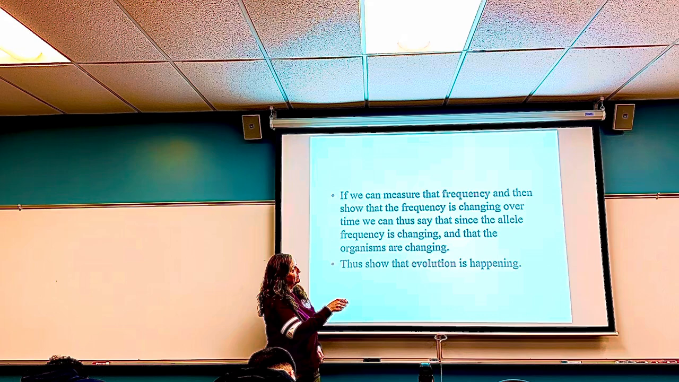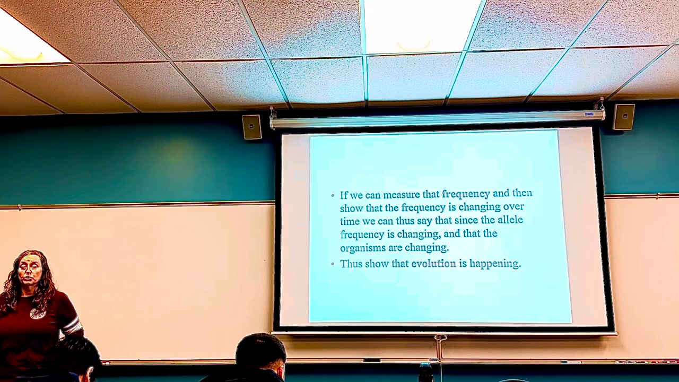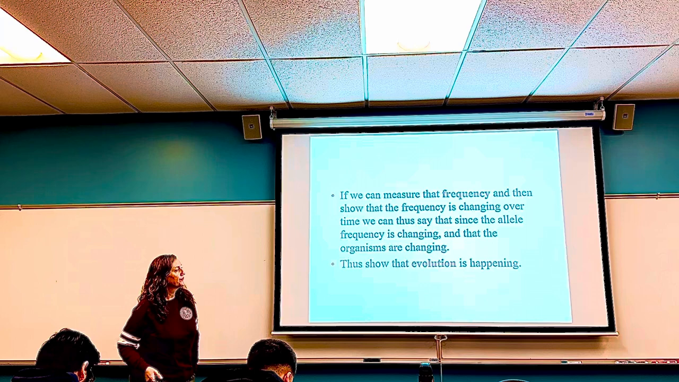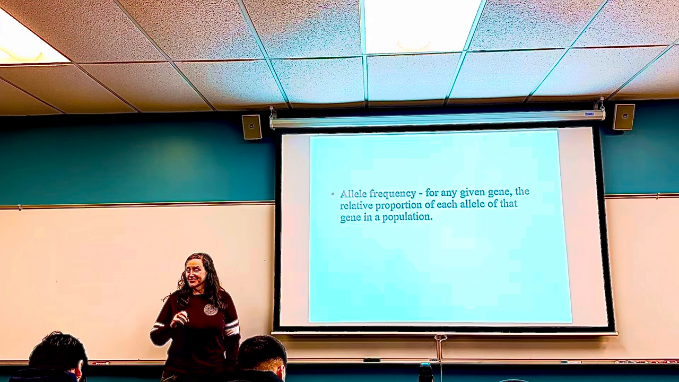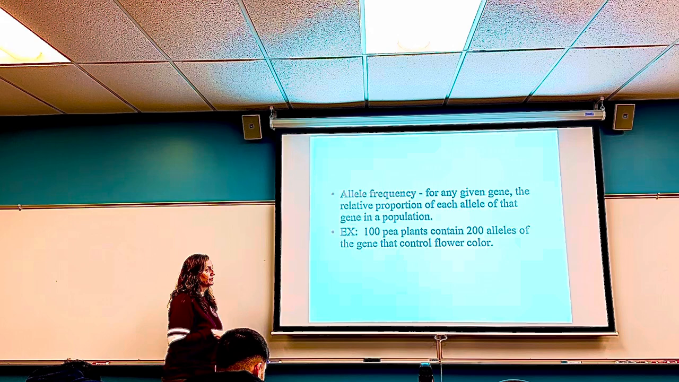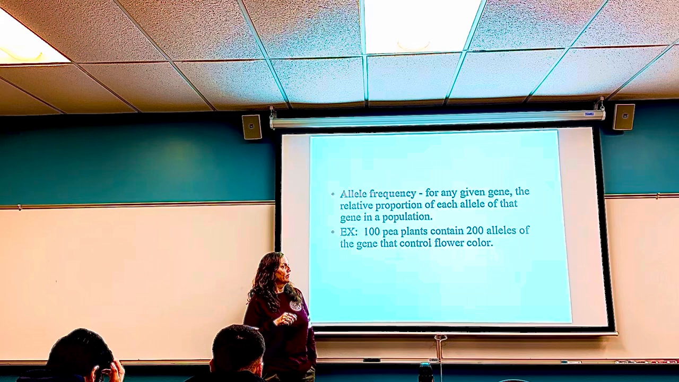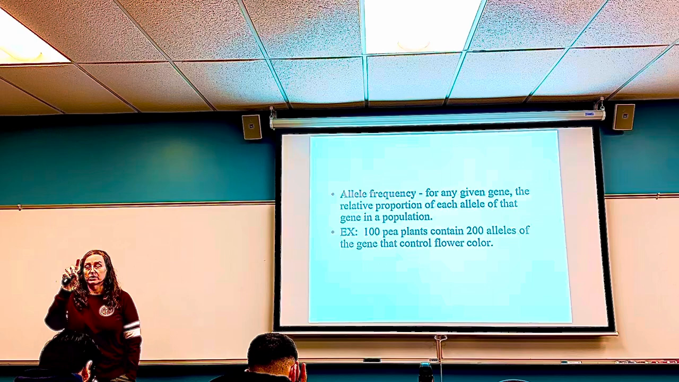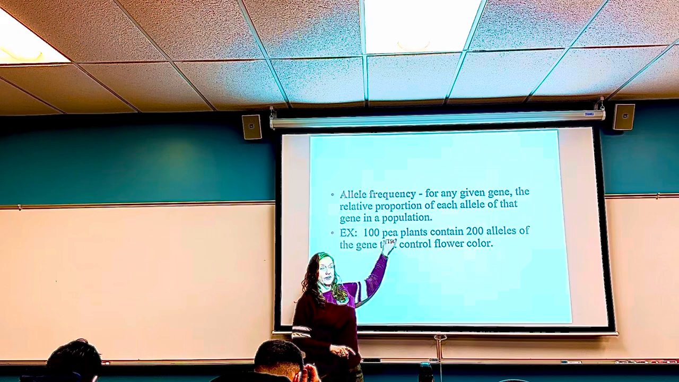This term frequency, think about that as the percentage that we're looking at. When we're talking about frequencies, we're looking at the percentages of dominant and recessive alleles over time. Allele frequency: what do the individual allele percentages look like now, and what do they look like in the future? For example, if we are looking at 100 pea plants, remember that there are two alleles for every trait, because you get one allele from bio mom, one from bio dad. So if you have 100 plants and there are two alleles for every trait, 100 times 2 gives us 200 alleles.